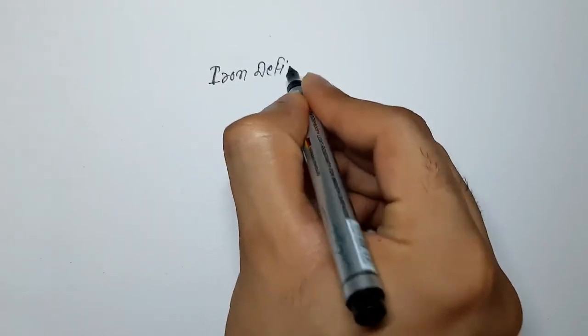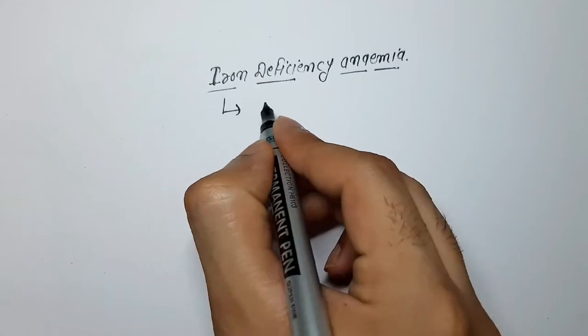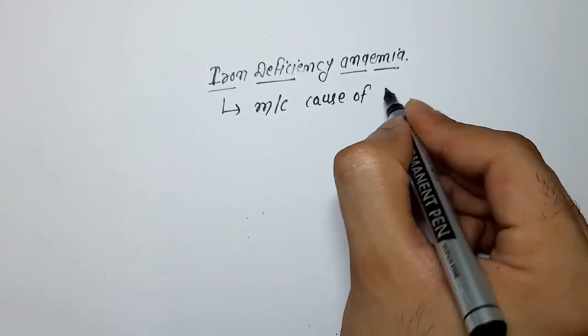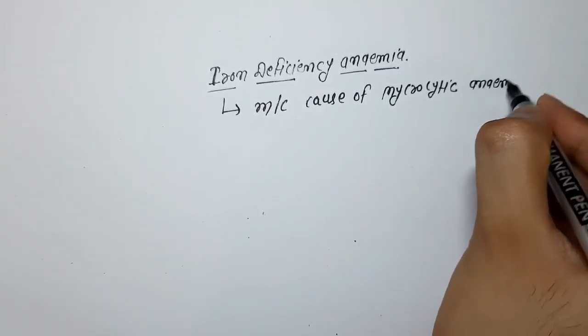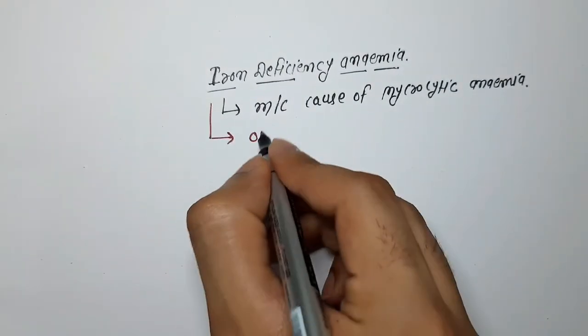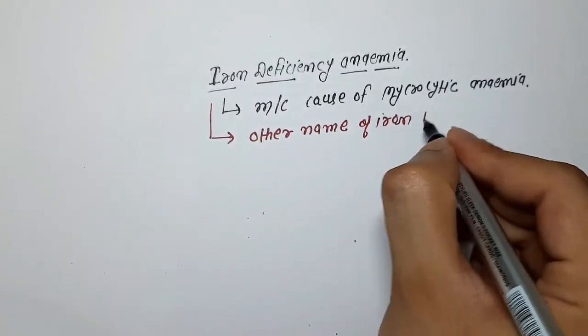So today we are going to discuss iron deficiency anemia. Iron deficiency anemia is the most common cause of microcytic anemia. So before moving to the disease, we are going to look at some basics.